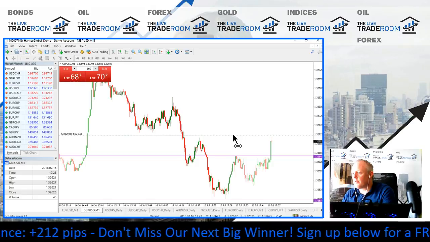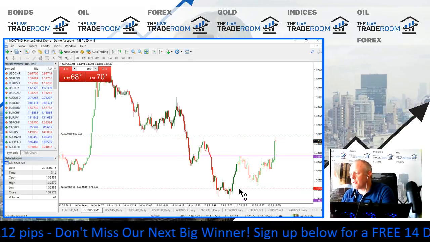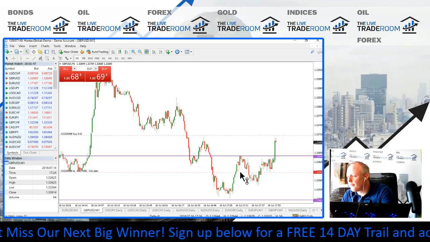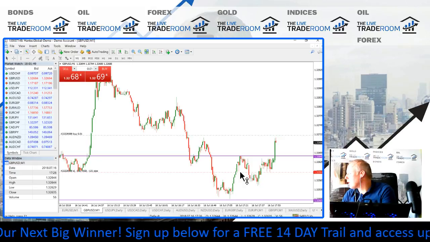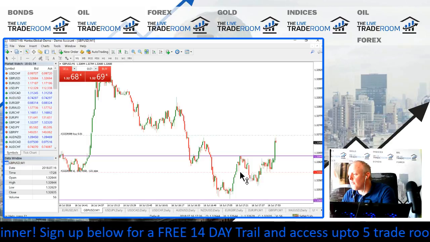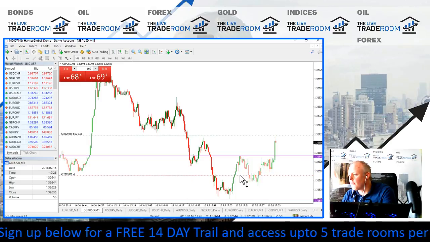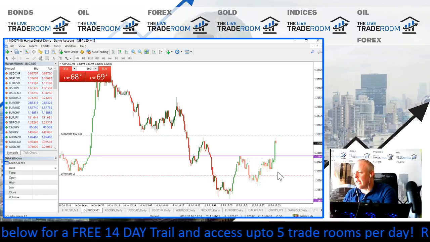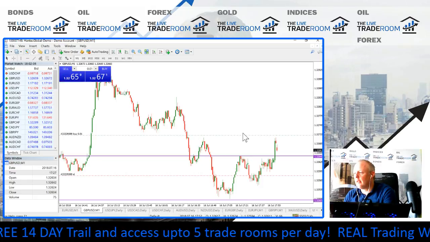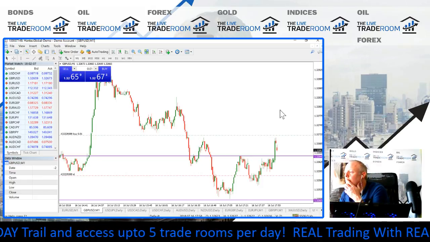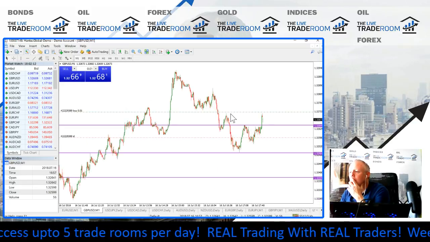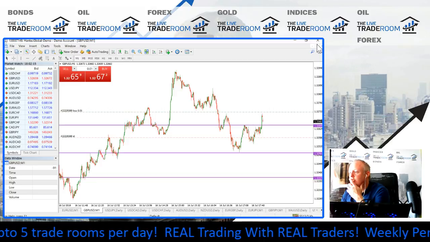So once we're in here, of course, from a risk management perspective, we want to make sure that we move our stop loss. So just beneath this little handle in here, 13 pip stop loss in this market, and we'll monitor this market to the upside for the short term.